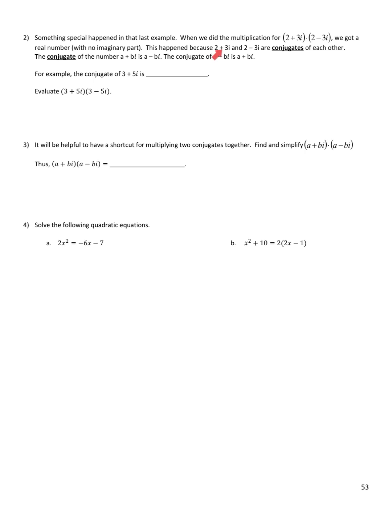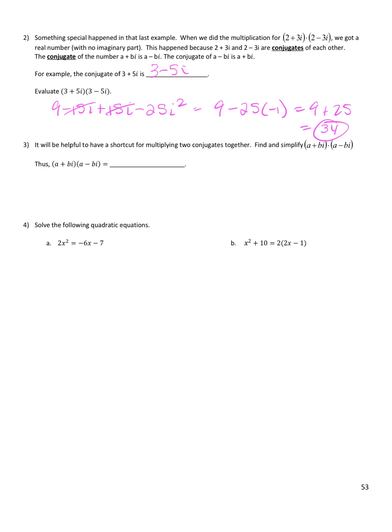That happened because 2 plus 3i and 2 minus 3i are called conjugates of each other. So the conjugate of a plus bi is a minus bi, and vice versa. So for example, the conjugate of 3 plus 5i is 3 minus 5i. And then if I want to multiply them together, first, outer, inner, last. So 3 times 3 is 9, minus 15i plus 15i minus 25i squared. These cancel, and I get 9 minus 25 times -1, which is 9 plus 25, which is 34.